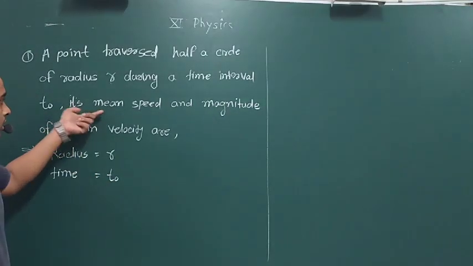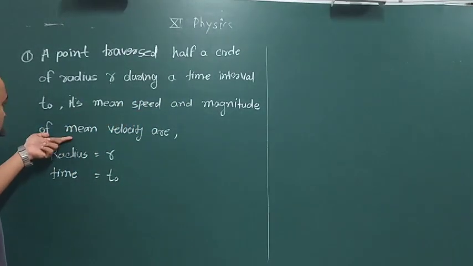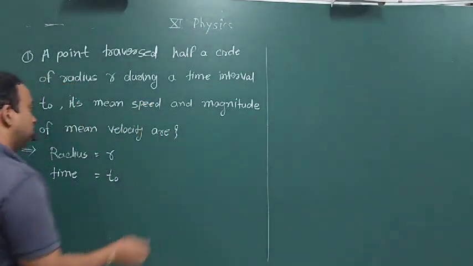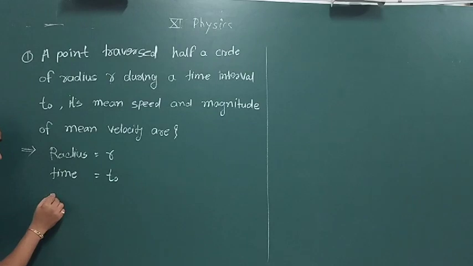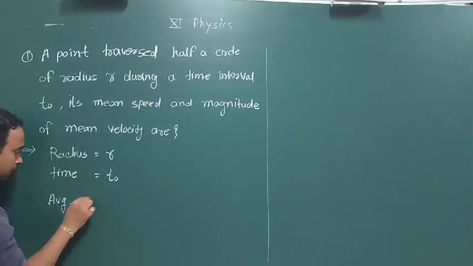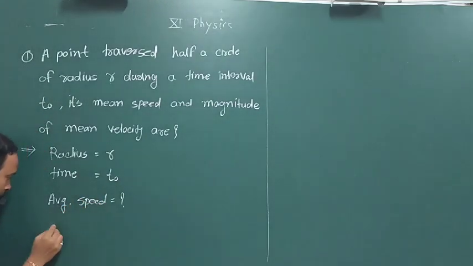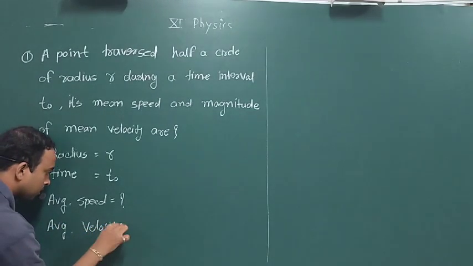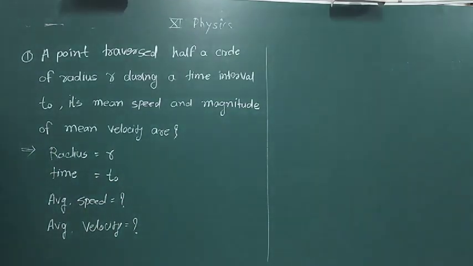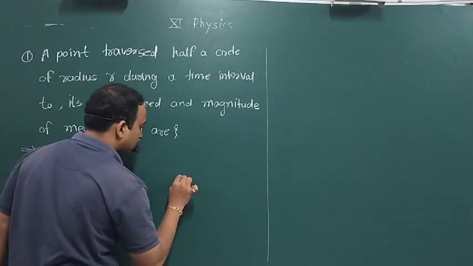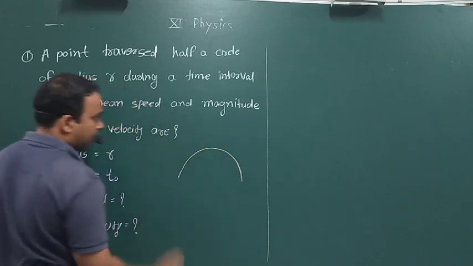Now find its mean speed and the magnitude of mean velocity. That means we want to find the mean speed, that means average speed, and average velocity. Okay, now the point is ours half circle. Now see here, a particle travels half circle.